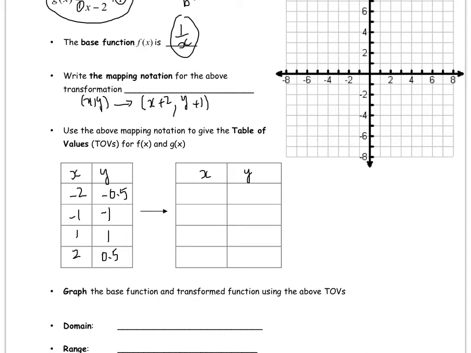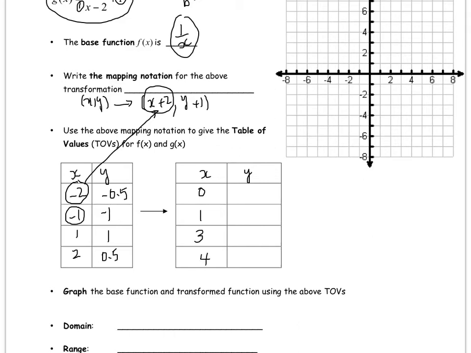So let's start with x. When x is -2, we put it back in this equation. X plus 2 is -2 plus 2, which is 0. When x is -1, we put it back again in this equation. So -1 plus 2 gives you 1. If x is 1, 1 plus 2 is 3. If x is 2, 2 plus 2 is 4.